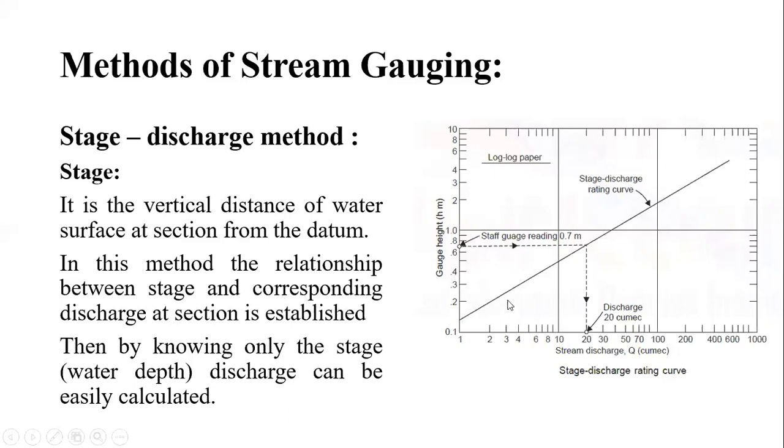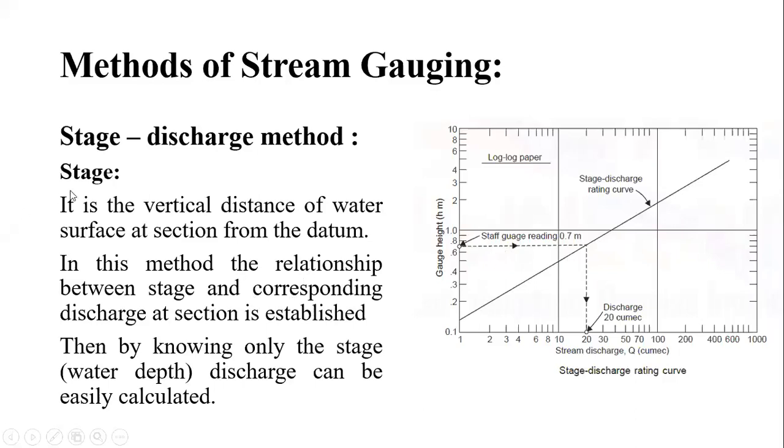Or we develop a correlation regression equation, a straight line we can say, and from that line or graph, just by taking the reference of a measured height, we calculate the discharge passing through the stream. Okay, so this is about the stage discharge method.